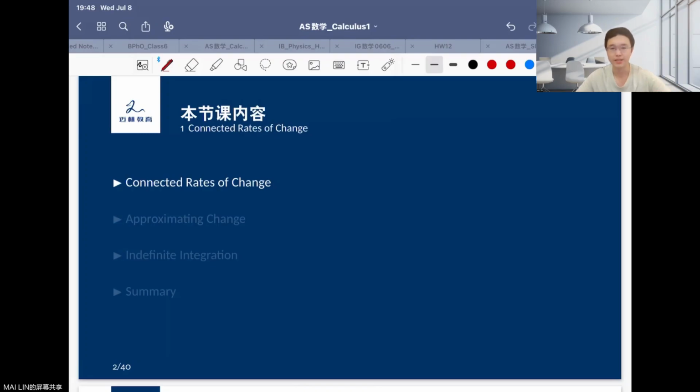Hello guys. So today we are going to learn about connected rates of change. Last lesson we already learned about the chain rule, right? So this is the extension part of the chain rule. Okay, let's move to the first part of it.